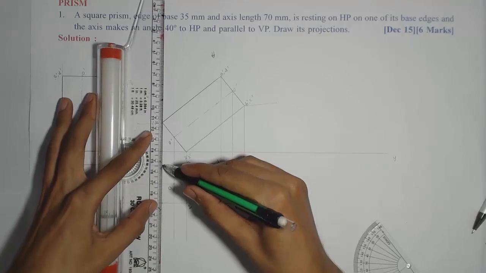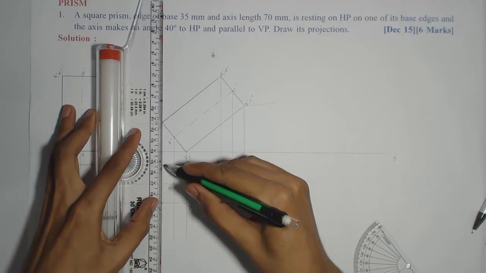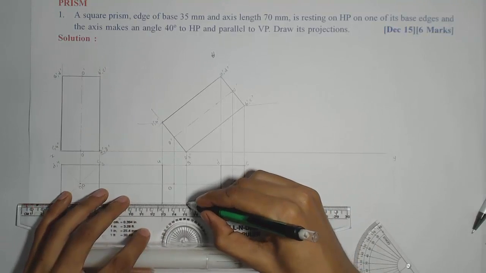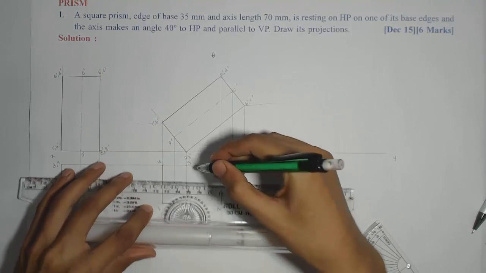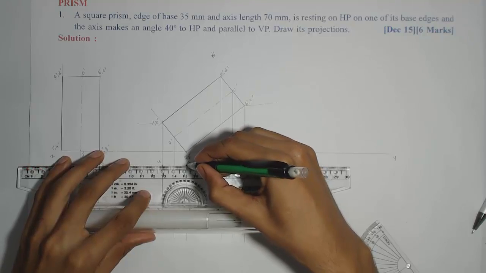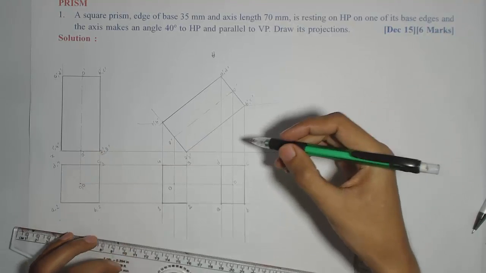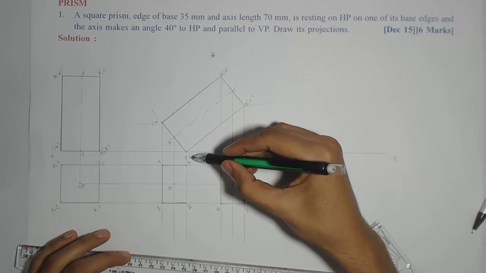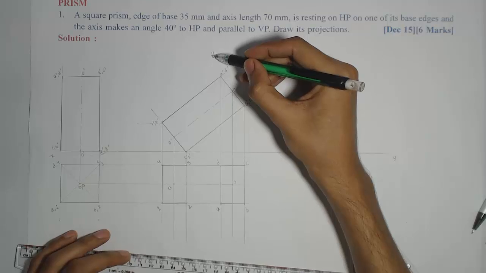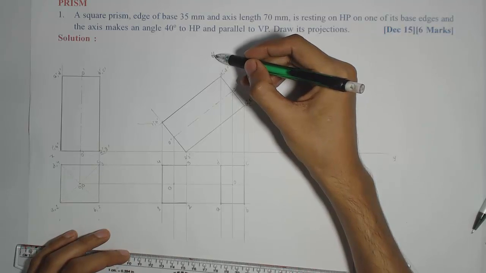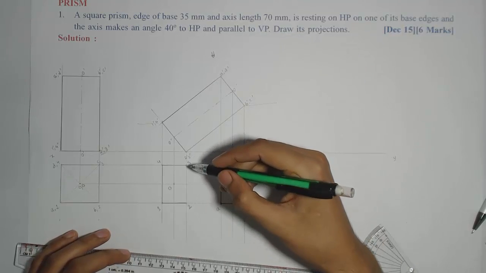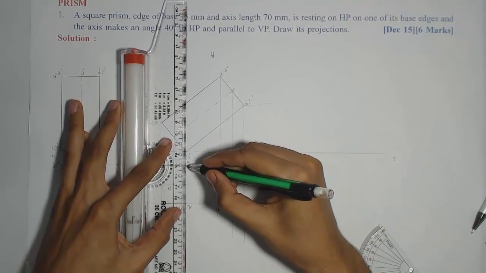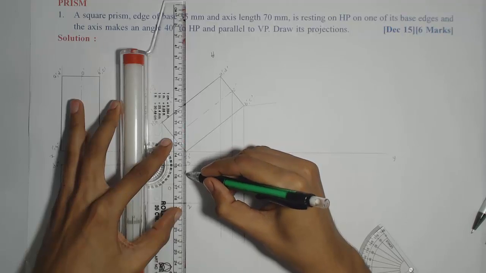So I'll join 1 to 4, then 1 to 2 and 4 to 3. But you can see the corner 2 dash 3 dash is farthest from the observer, who is looking from the top. So that edge 2, 3 will not be visible to the observer. So I'll make it dotted, but it should be dark and dotted.